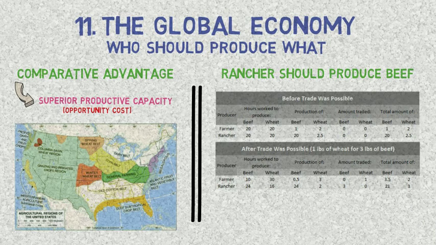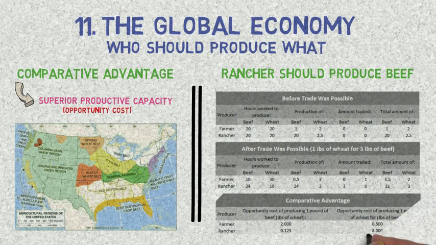Now, imagine a second scenario, where the rancher decides to spend more time producing beef and the farmer spends more time producing wheat. Besides that, they are now willing to trade. The farmer trades 1 pound of wheat for 3 pounds of beef. In this way, the farmer ends up with 3.5 pounds of beef and 2 pounds of wheat, while the rancher ends up with 21 pounds of beef and 3 pounds of wheat. Thus, both are better off trading, since each one has more wheat and beef than before.